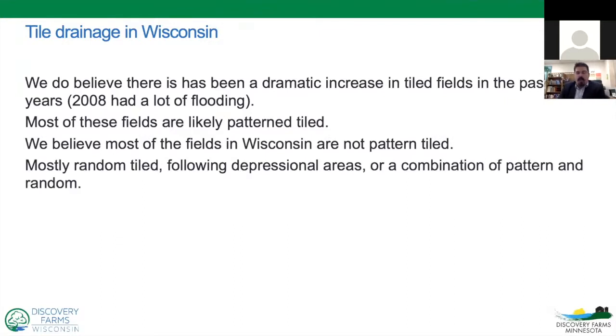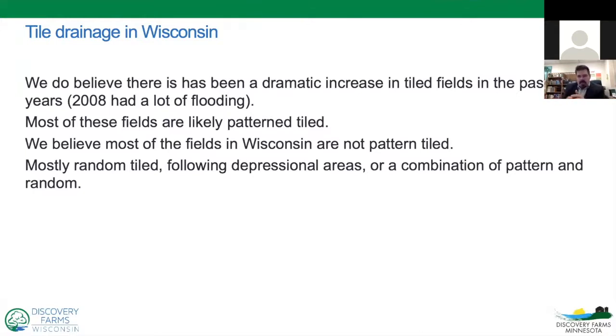So if there is random tile, which we're saying is just kind of a line put in just some direction, it's mostly going to be put in a depressional area. So it's going to follow the topography. Compared to the rest of the Midwest, where it's a little bit flatter of a landscape, they're going to put in pattern tile pretty consistently, and then that'll flow into a drainage ditch.